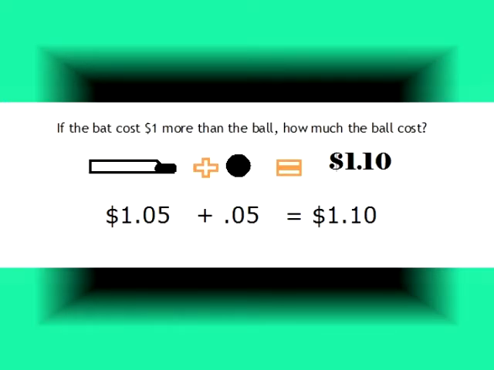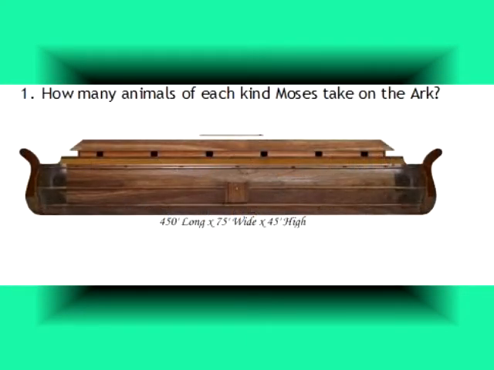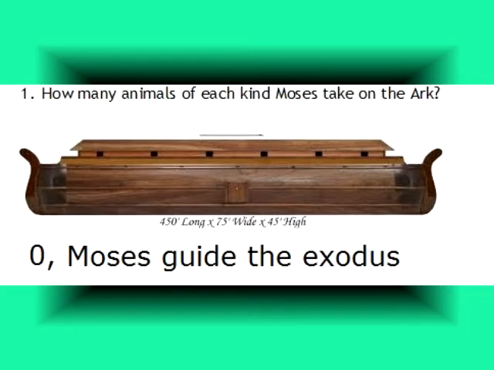Pay attention to the next exercise. How many animals of each kind did Moses take on the ark? Most of the people think 2. No, 0. Because Moses didn't have an ark. It's Noah. Because you have the same environment, you associate both names with the same event. That's why you get confused.